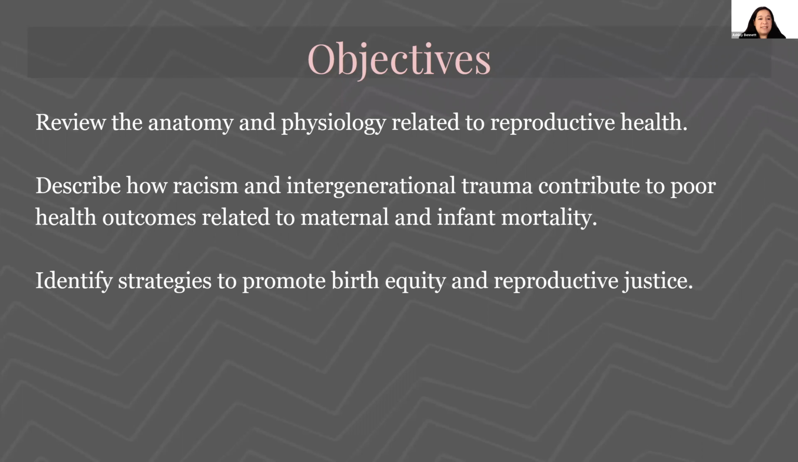So the objectives today are to review the anatomy and physiology related to reproductive health, describe how racism and intergenerational trauma contribute to poor health outcomes related to maternal and infant mortality, and identify strategies to promote birth equity and reproductive justice. So I will have another lecture on the reproductive justice part.